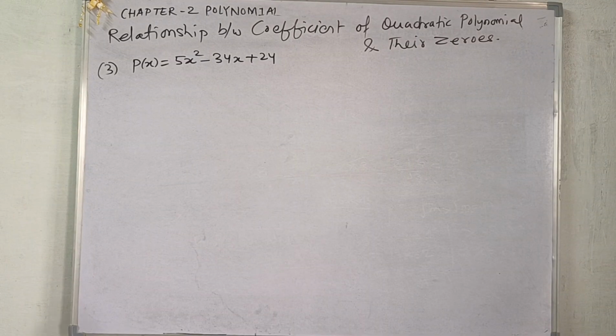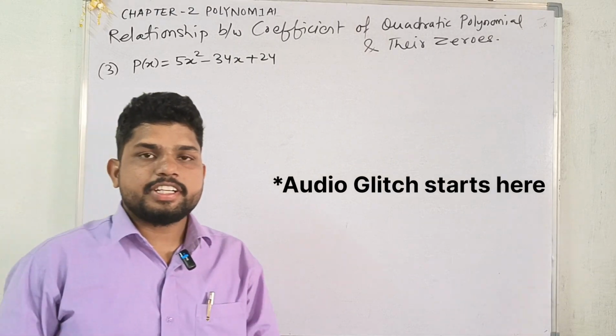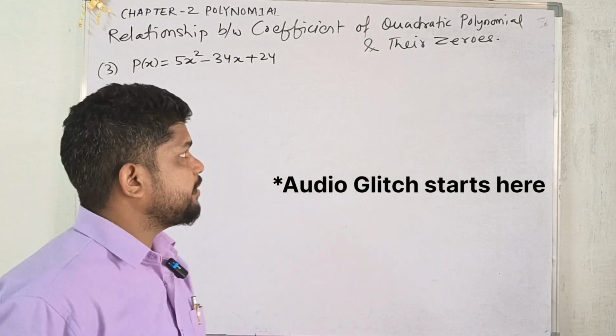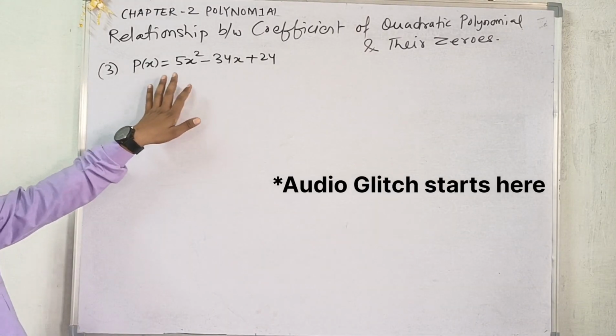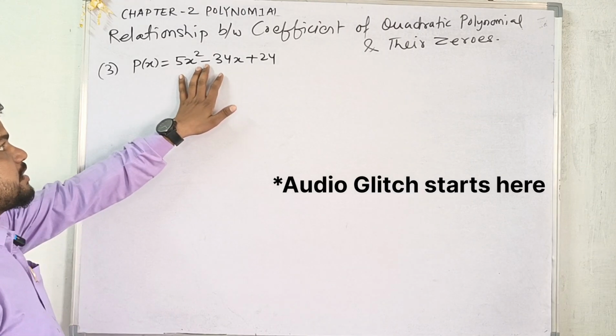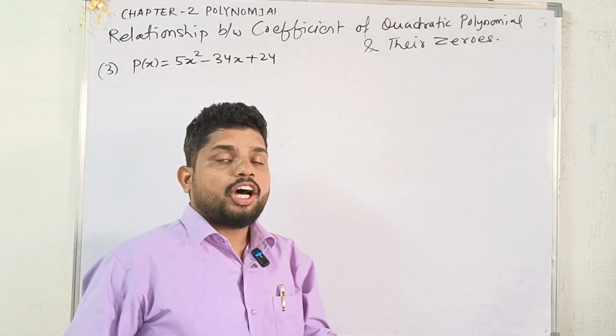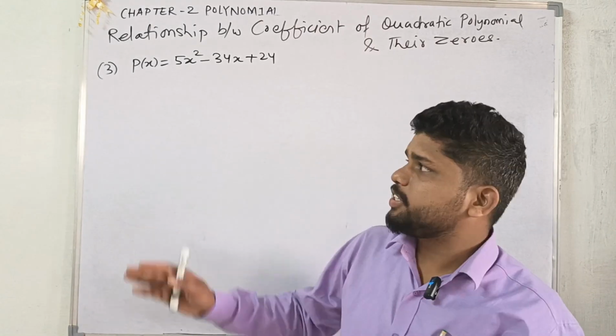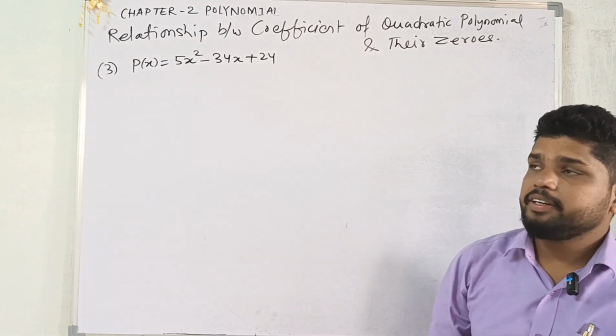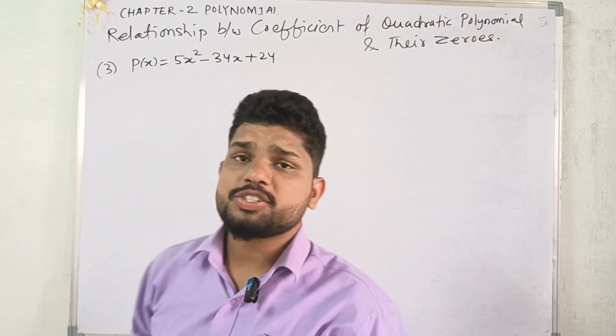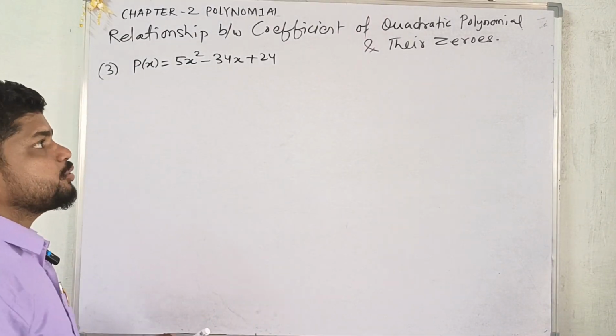Dear students, there was a glitch in the audio, so I am recording it again as a voiceover. So here we are going to deal with the third polynomial, that is p of x equals 5x square minus 34x plus 24. We will solve this question also the way we solved the previous two questions. So let's go for it.